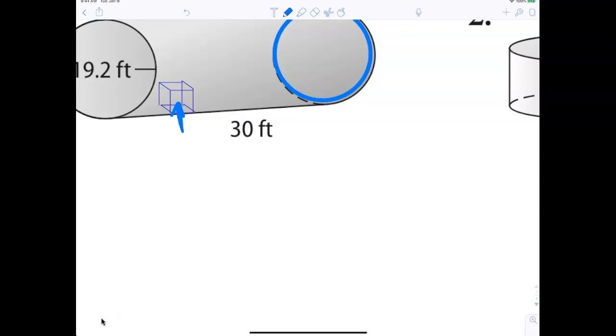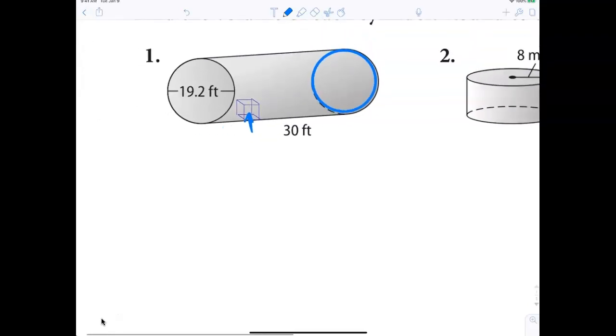So in this case, I need someone to tell me what the base shape is. Connor, what is the base shape? No. It is a circle. That's what we got. The base shape is a circle. And what is the formula for the area of a circle? Pi r squared. Thank you.